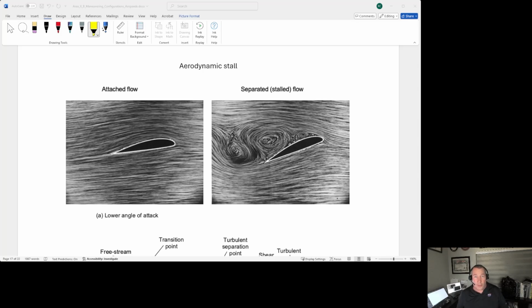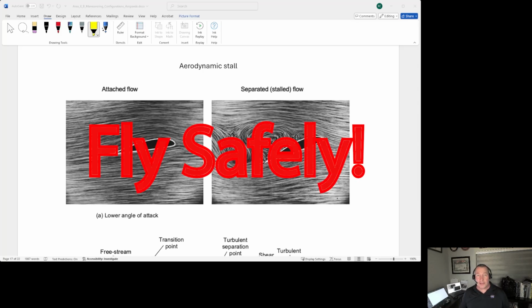The slower you go, the more power you have to add. That drag curve, the power required curve, is really, really steep. So the closer you get to the intersection of the power required curve and the power available curve, the closer you are to an imminent stall. Keep those in mind as we go through our next lessons on the various types of stalls, slow flight, maneuvering during slow flight, and maneuvering in various configurations.